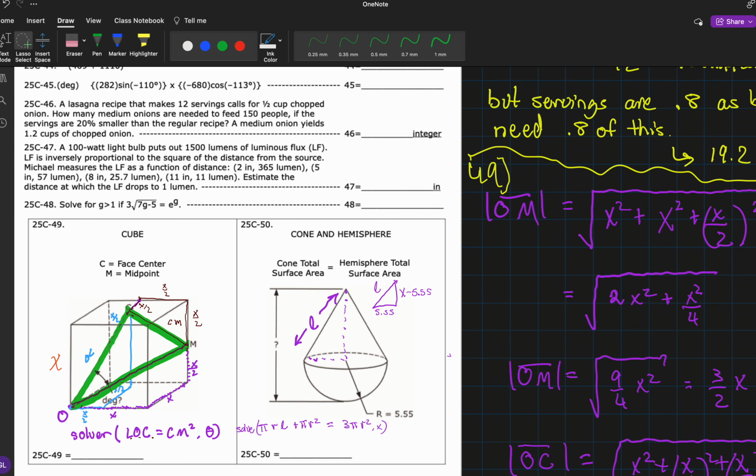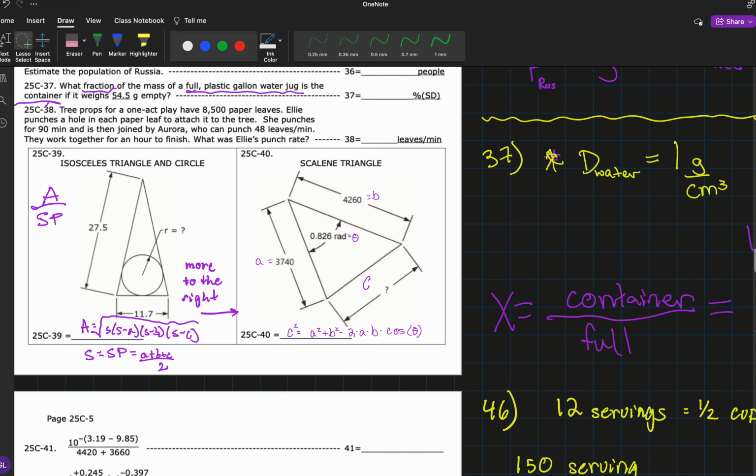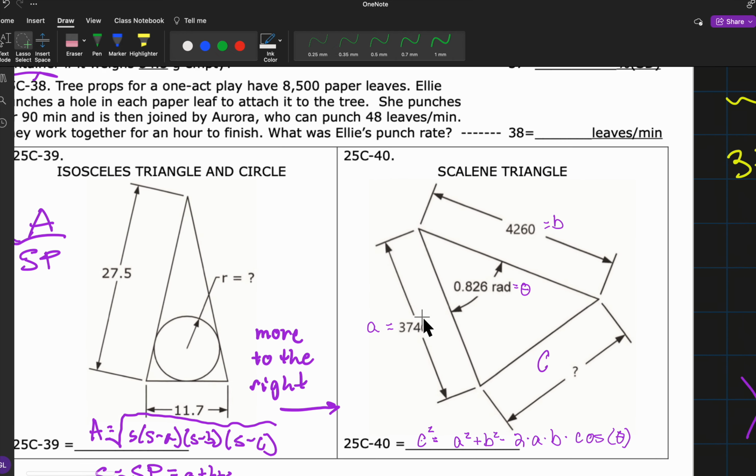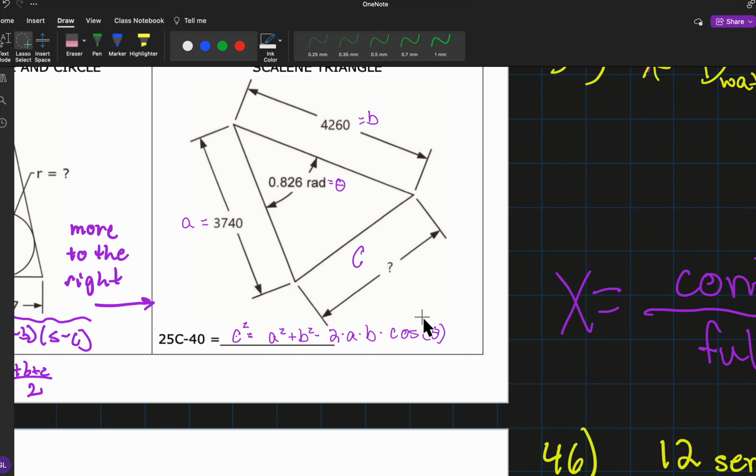Take a look at number 46 through 50. But before we do that, let's take a look at number 40 as we missed out getting to work on that one in the previous video. Okay, so they give us a scalene triangle, they give us an angle here, two sides, and they want us to find the side opposite it.